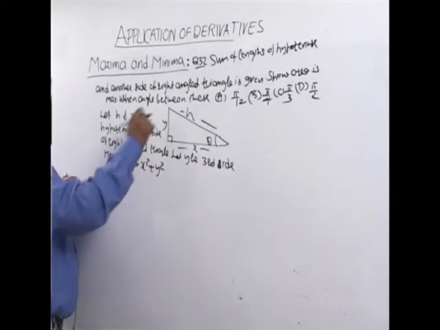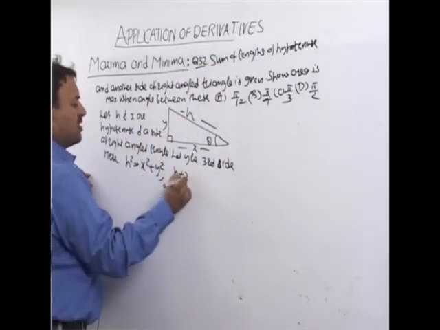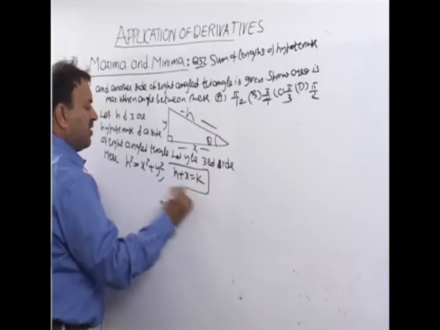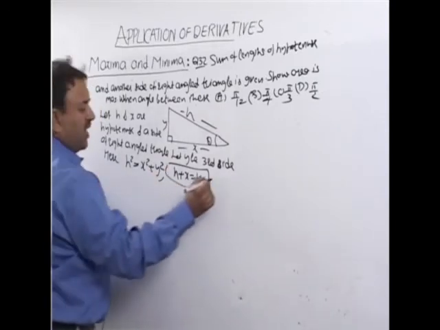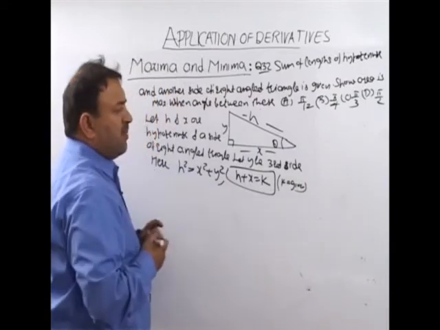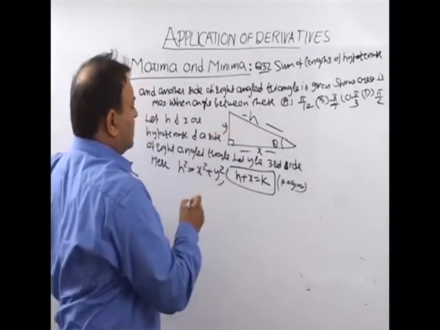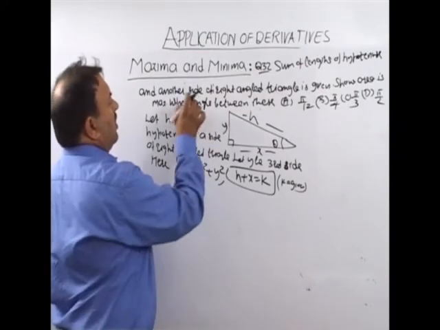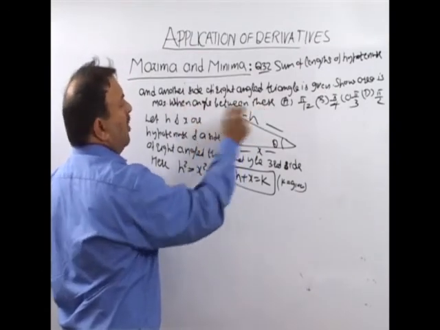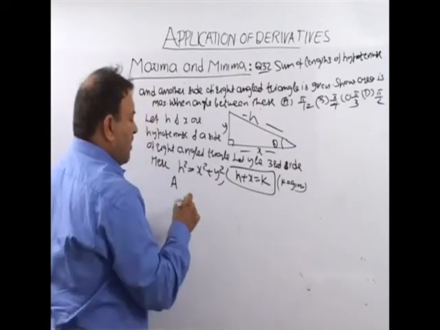Now we have to find out sum of the length of hypotenuse. This is given, and H plus X is equal to K is given. This K is given. Here we have three variables H, X and Y, और जो हमारे पास given है that is K only. Now this is given who area is maximum. यहाँ पे हमने क्या करना है, इस ट्रायंगल में एरिया मैक्सिमम करना है.